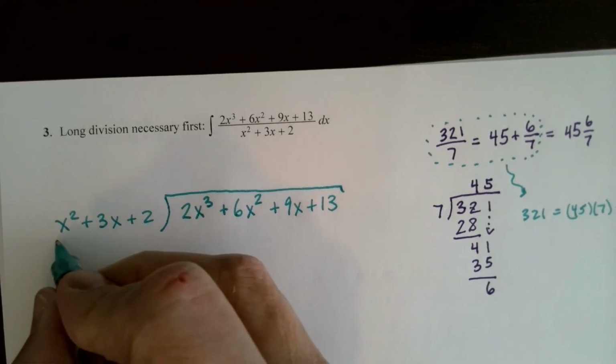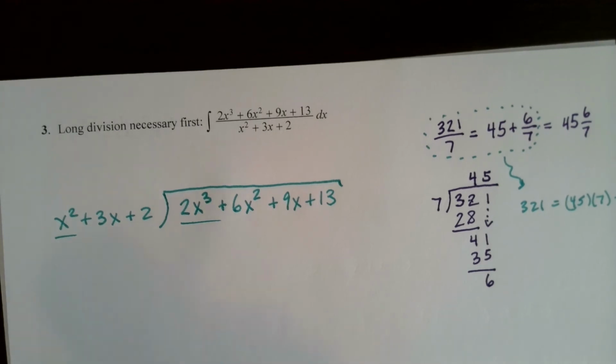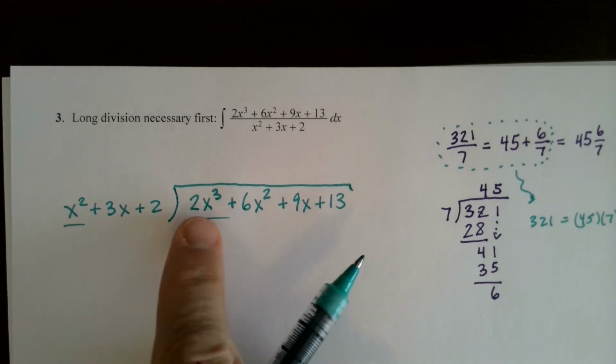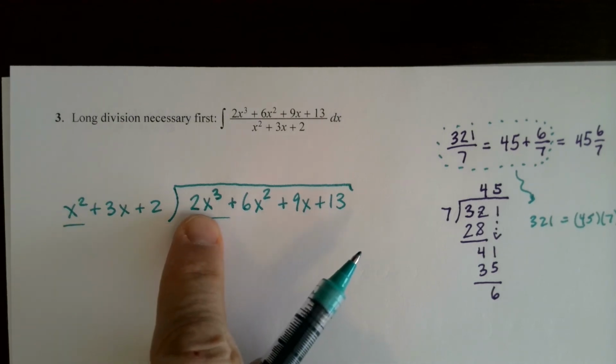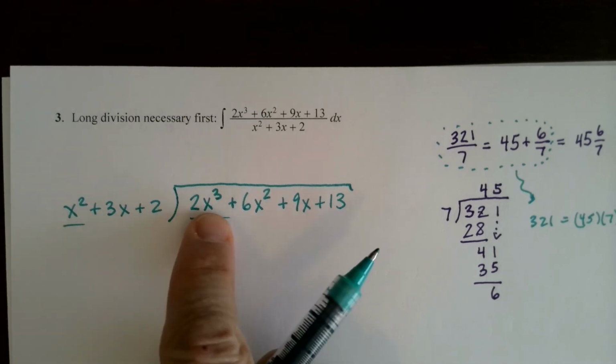We take the highest degree term and divide it into the highest degree term, which should be the first terms, right, each time, because we put them in descending order. How many times does x squared go into 2x cubed? Answer, 2x times, because 2x times x squared is 2x cubed.